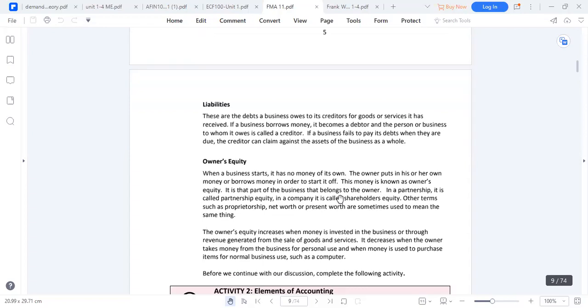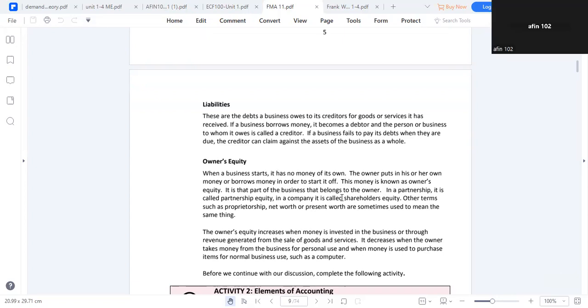Liabilities, on the other hand, are simply the debts that a business has to its creditors. If a business borrows money, it becomes a debtor. The person who the business owes is a creditor. If the business fails to pay its debts when they are due, the creditor can claim the assets of the business as a whole. We also have what we call owner's equity. This is simply the money that the business starts with. The business usually may not have its own money, so when the owner puts his or her own money in the business, we call that owner's equity. Also, the owner may borrow money in terms of liabilities.